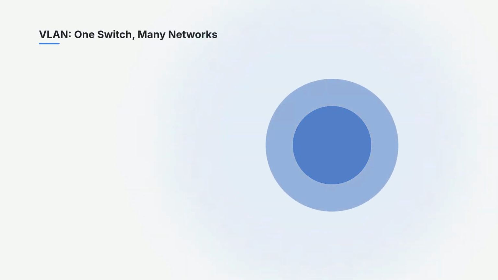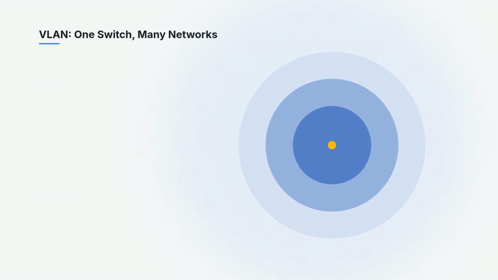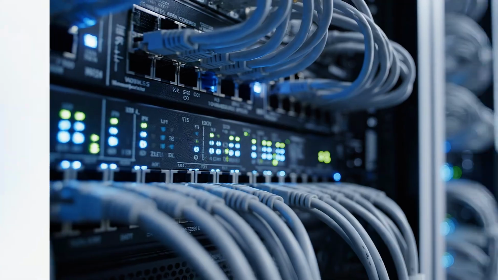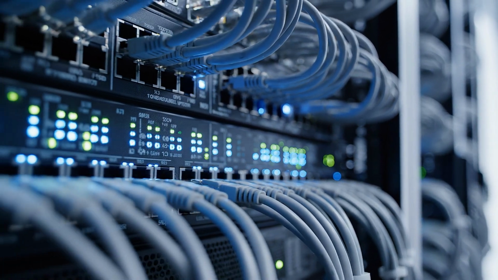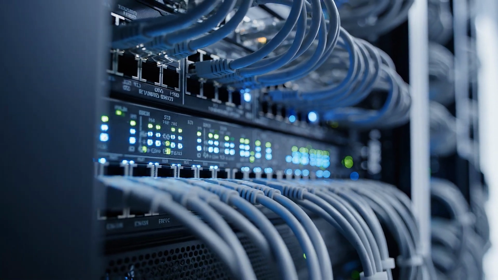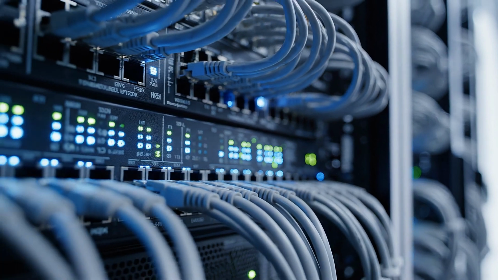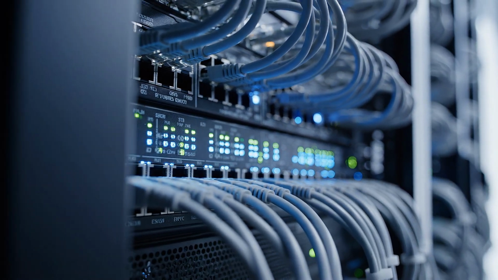This is where VLANs start to matter. A VLAN lets you take one physical switch and split it into multiple logical networks. So even though the hardware is shared, the devices behave as if they're sitting on separate switches. The benefit is that you cut down unnecessary broadcasts inside each group, and you stop traffic from one department from automatically spilling into another. In other words, VLANs improve segmentation and usually improve performance too.